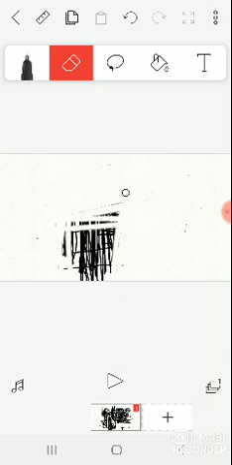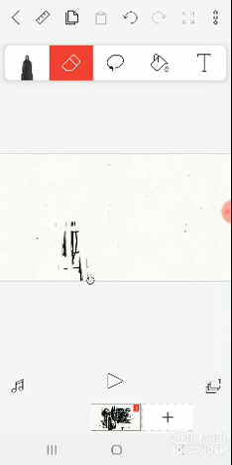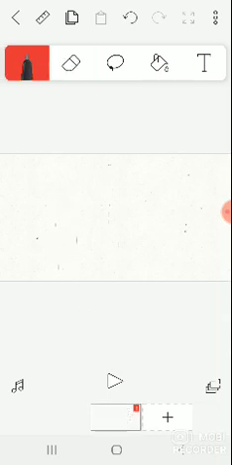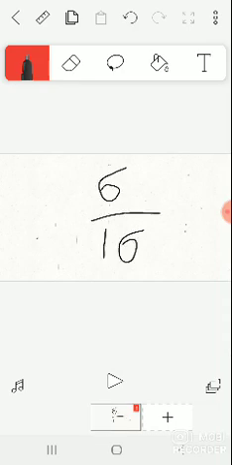And what's in the other part of it? Well, what's 2 times 3? 6. So your answer, no matter how you cut the fraction, is always going to be 6 on 16.